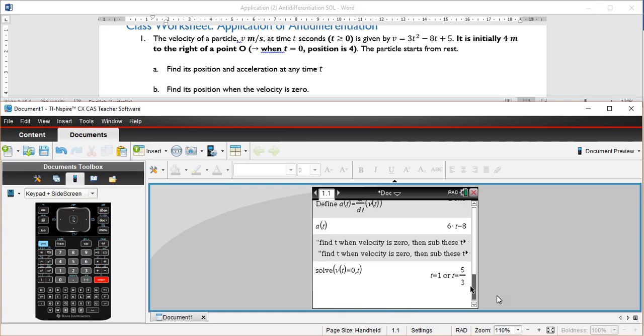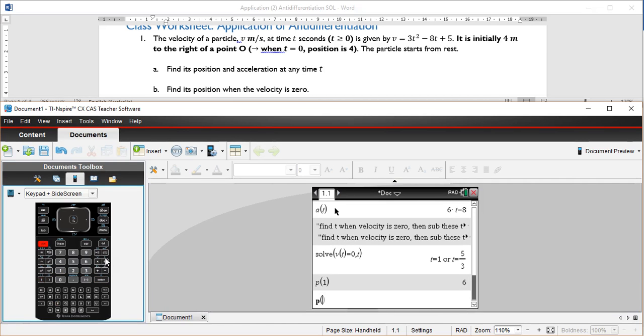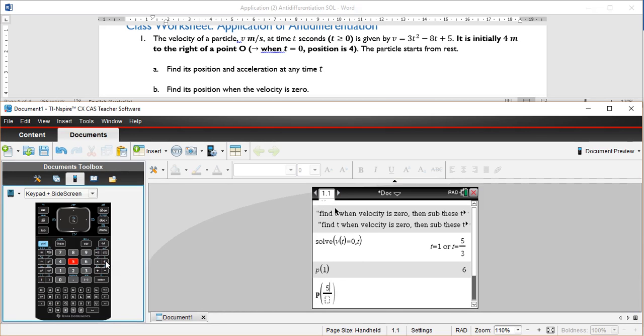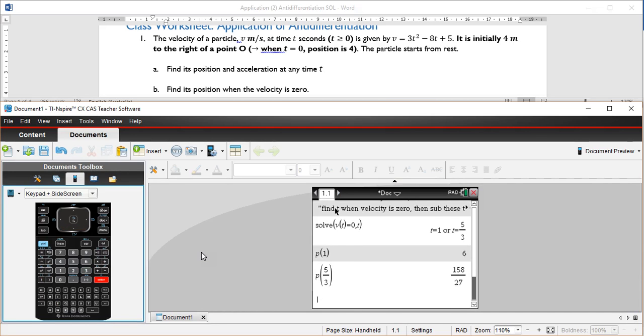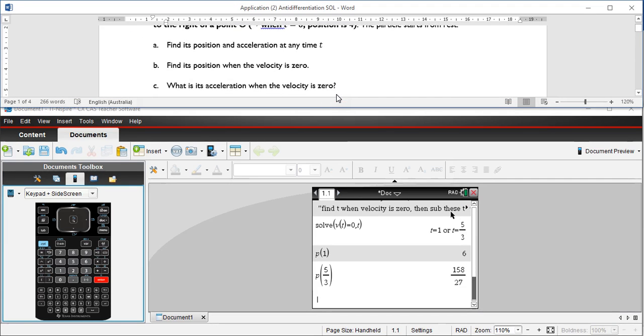They are both positive, and I don't think there is any indication anywhere that there is any other restriction on time, so I'm going to use both. If I have p of 1, that's 6. p of 5/3, just get the fraction out. 5/3 is 158/27. So there are two positions when velocity equals 0, when p equals 6 meter, or 158/27 meter. Lastly, you need to find the acceleration when velocity is 0.